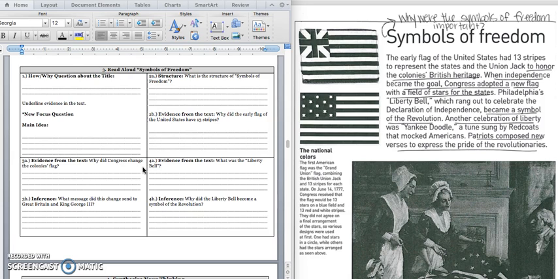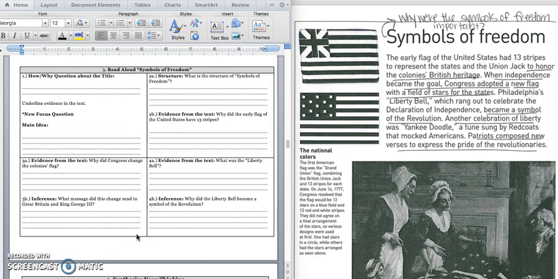It says, what message did this change send to Great Britain and King George III? And a flag is a symbol of your country's identity. And so before, the colonists still had the identity of Great Britain. That's why they had part of the British flag on their flag. But when they changed it, and they didn't have any symbols of Great Britain on their flag, that was showing King George III and Great Britain that they were becoming their own country, that they were separating from Great Britain.